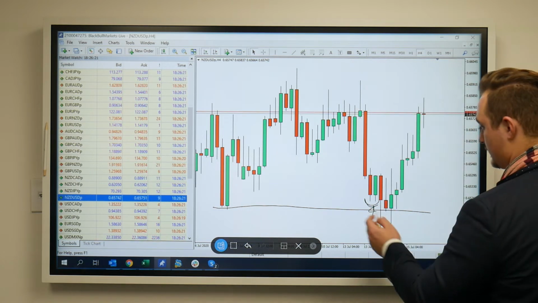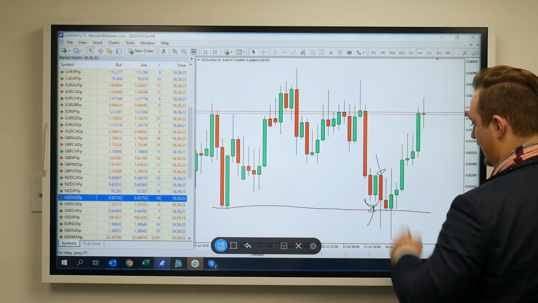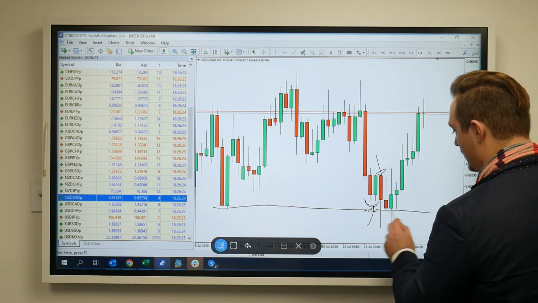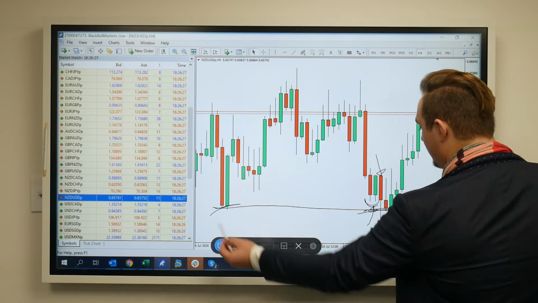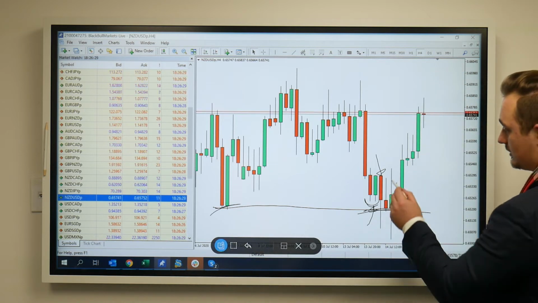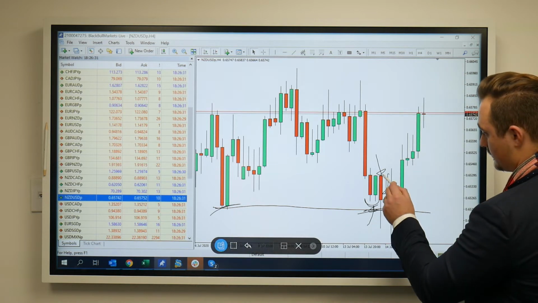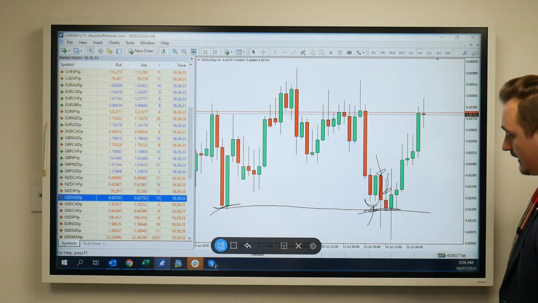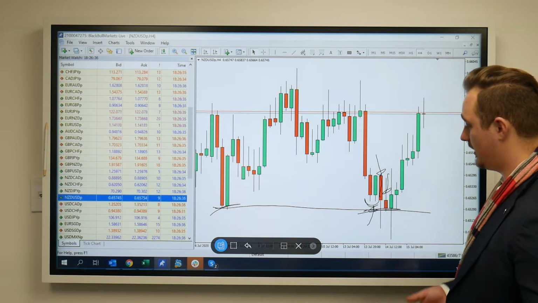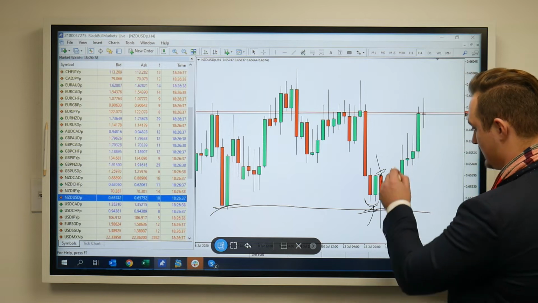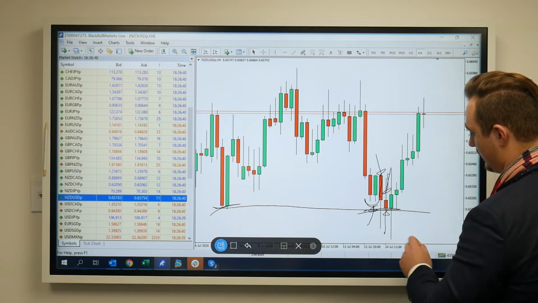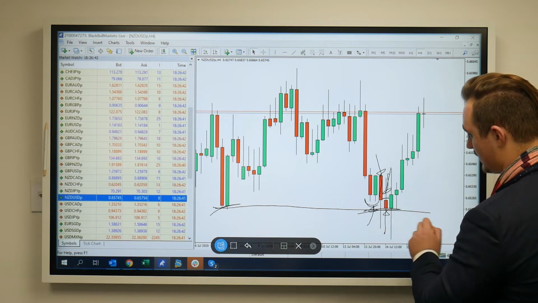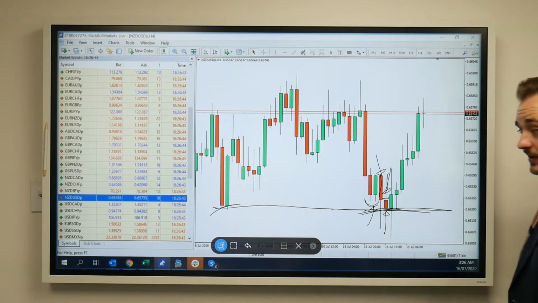After this, we saw this nice candle forming here. We saw a nice rejection of the support that we had previously. However, this candle still closed to the downside, a nice big red candle. So there's not really momentum that wants to push to the upside, as we can see with this next candle over here. You can see it opened and closed just above that support.